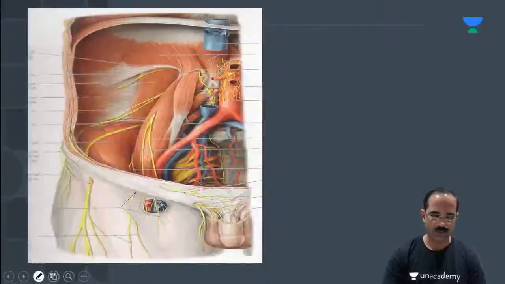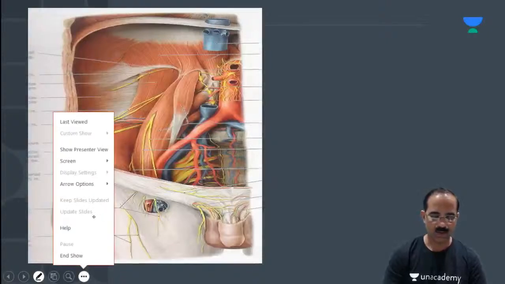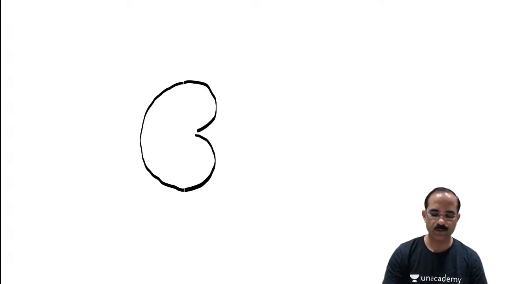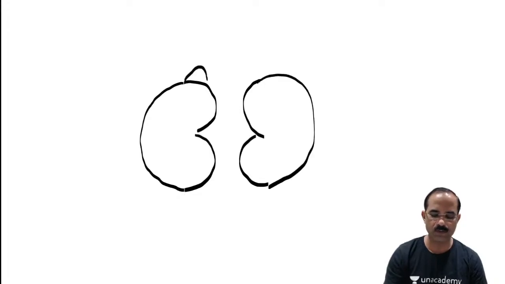Oh my God, that's gone. I'm so sorry. The problem with this is, just one moment, I'll just draw it again for you. If it goes, the screen is gone. Okay, so these are the suprarenal glands.